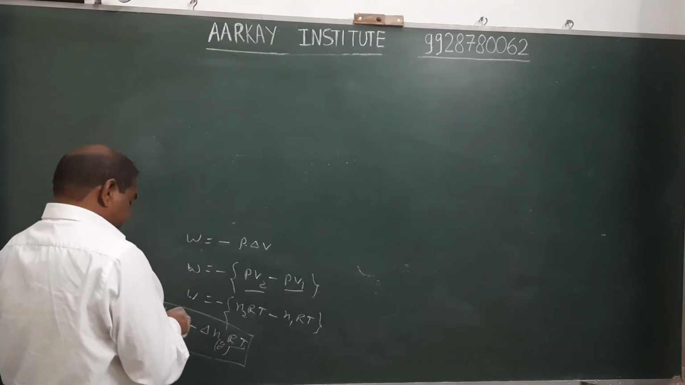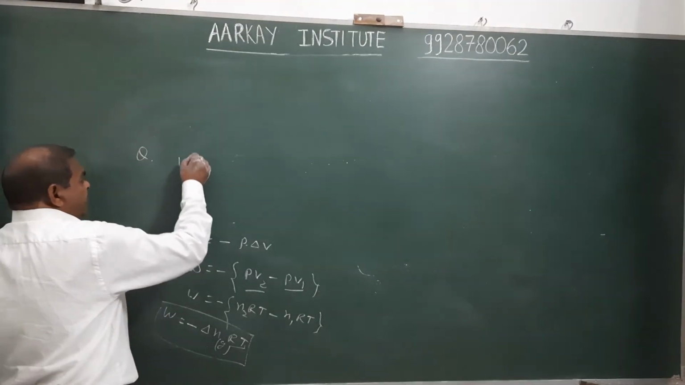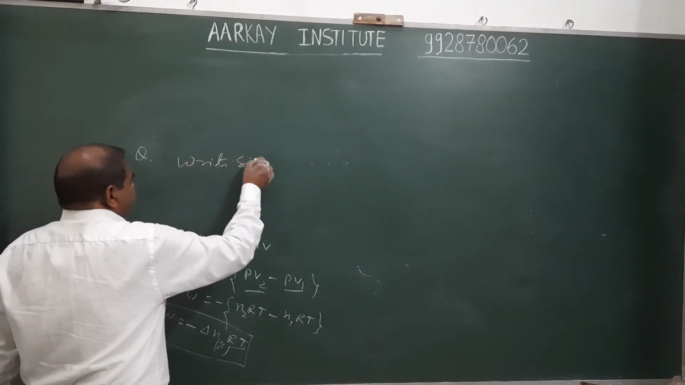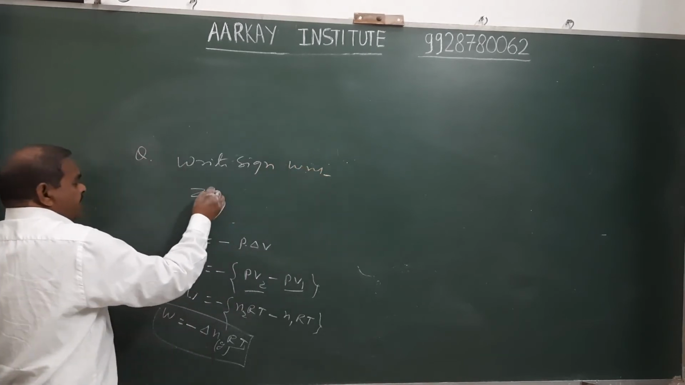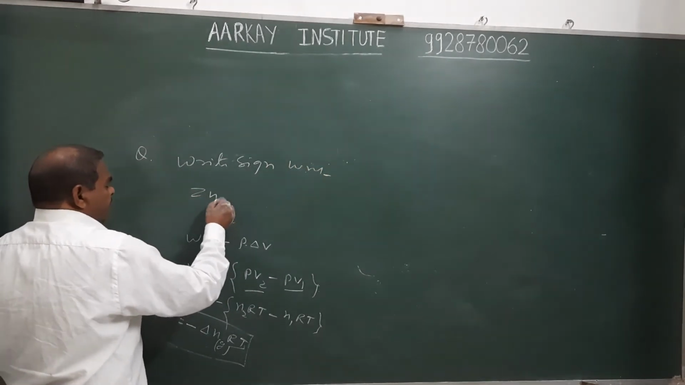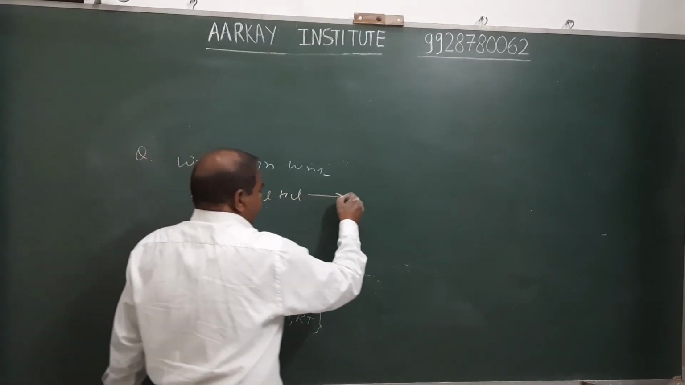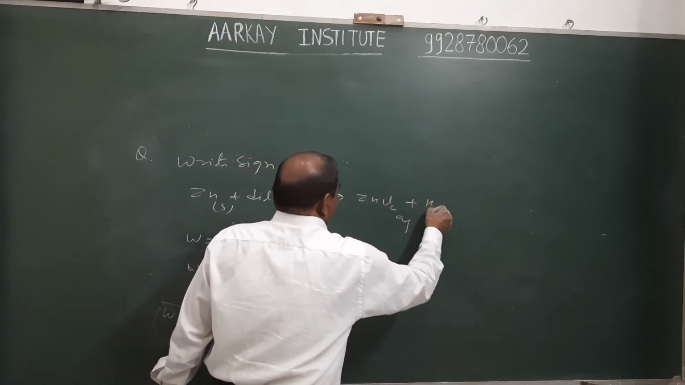Write the sign of work in the following reaction. When zinc reacts with dilute HCl, it changes into zinc chloride and evolves hydrogen gas.